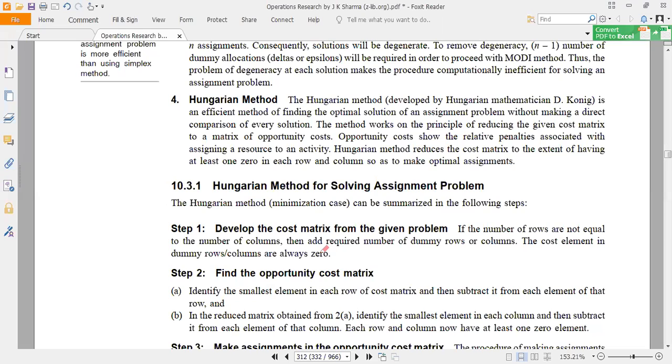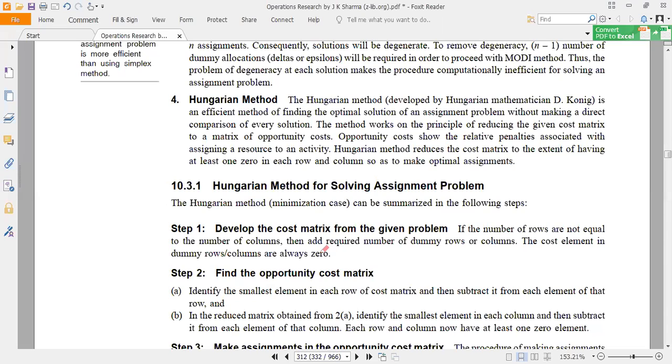So we add a dummy row or column when the problem is unbalanced. But if it is balanced, then there is no problem. If it's a balanced problem, then we'll solve it by the Hungarian method. Sir, for your case, what you said is, sorry, if the rows and columns are not equal and the problem is balanced, can we proceed?